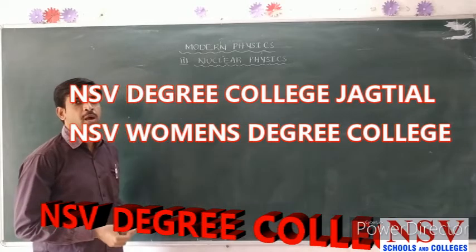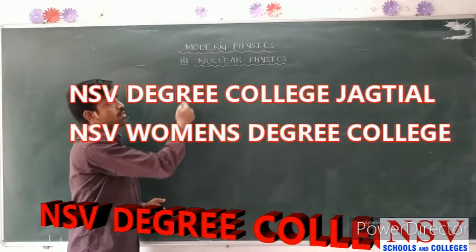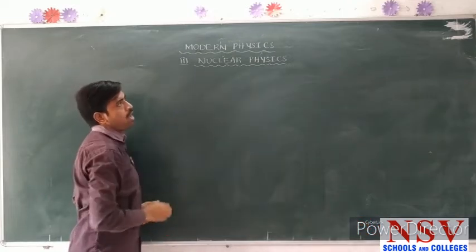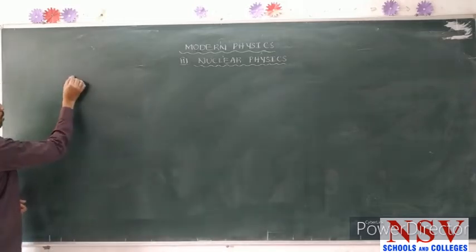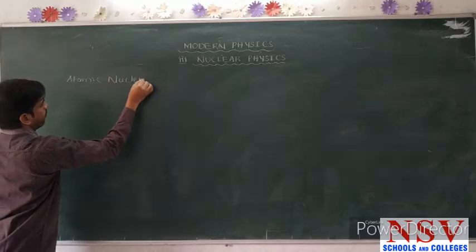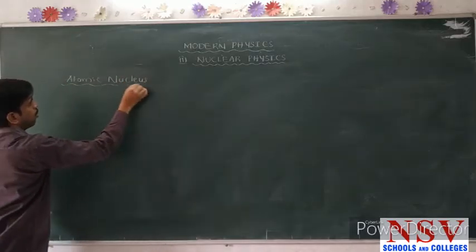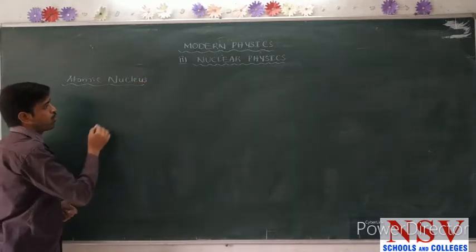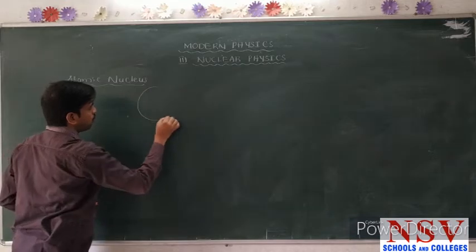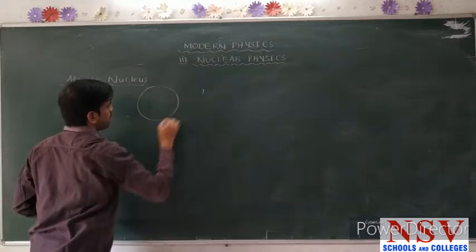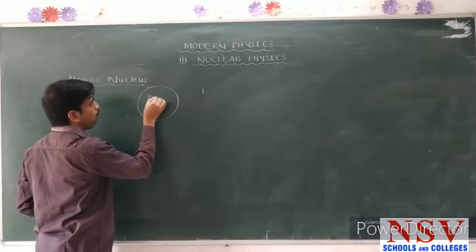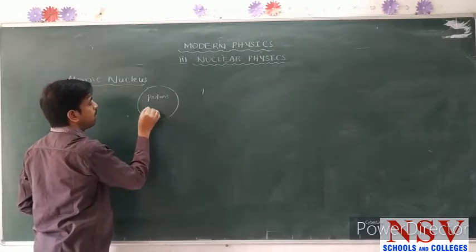Today I am explaining the topic of modern physics. In that syllabus, the nuclear physics chapter, I will be explaining about the atomic nucleus, which consists of positive charge. This positive charge we denote with the letter Z, and the nucleus consists of protons and neutrons.